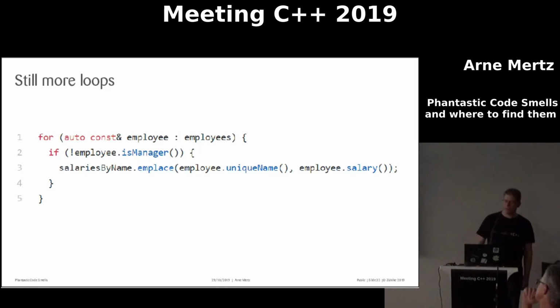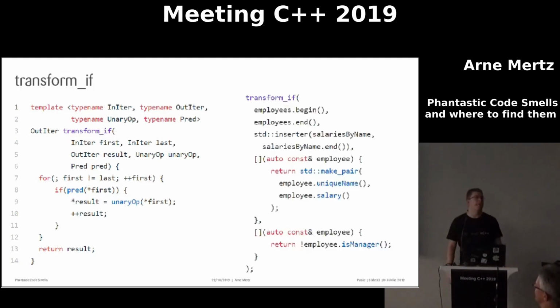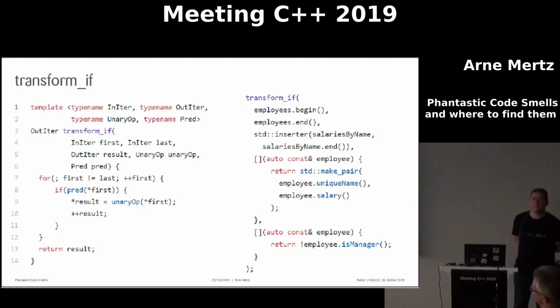So if you look at the GCC library code for transform and copy_if, and put away all the nasty metaprogramming stuff they do in there, we can write transform_if. And then we can go ahead and use transform_if to do our thing, inserting the pairs of names and salaries for everything that is not a manager. I don't think that's readable, right?